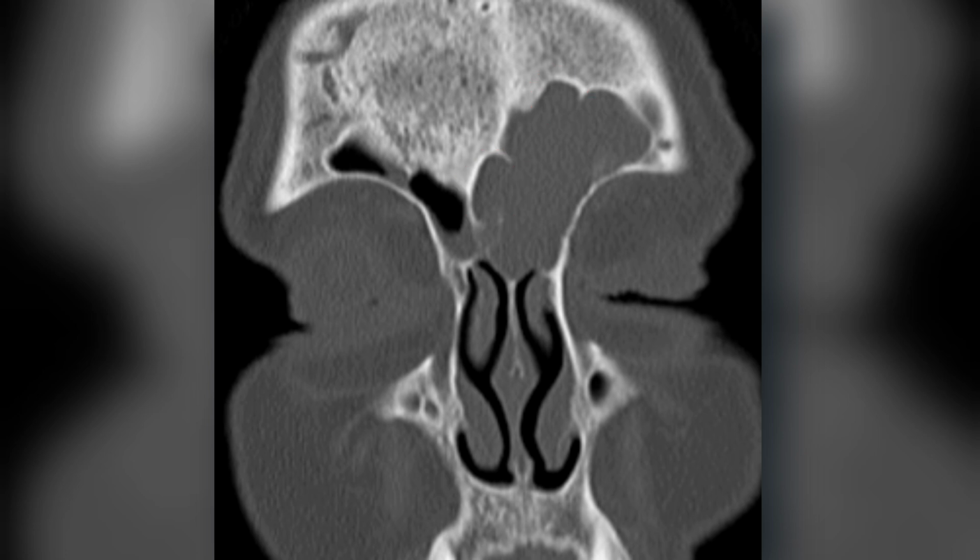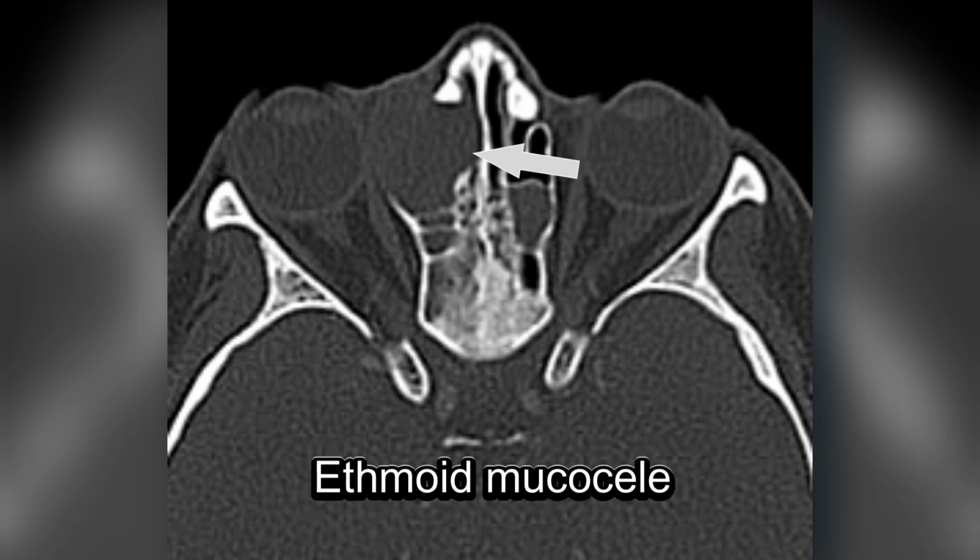To summarize, this patient shows three key findings: opacification, expansion, and bone remodeling of the left frontal sinus. Together, these are the classic CT features of a frontal sinus mucocele. Mucoceles are the most common expansile lesions of the paranasal sinuses. They are most often found in the frontal sinuses, followed by the ethmoid and maxillary sinuses.